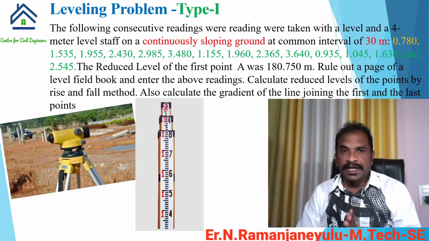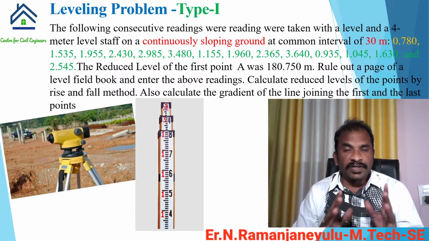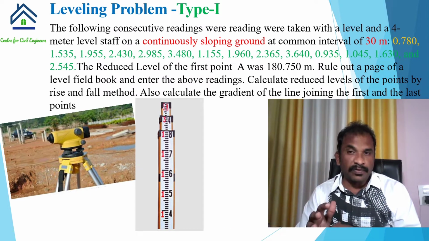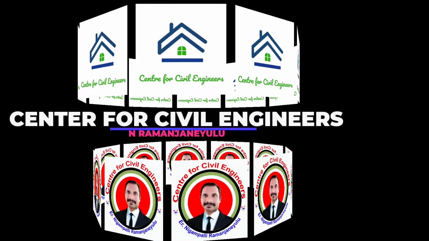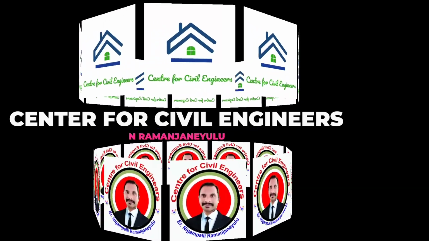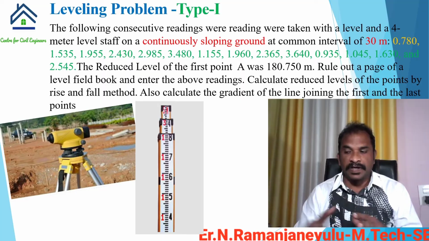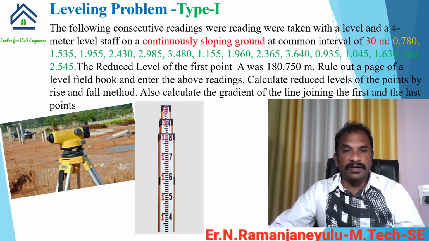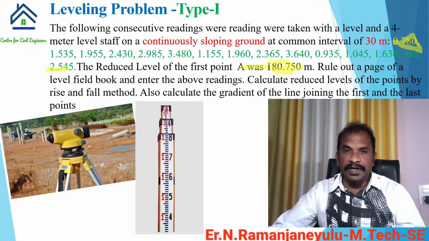In this video, I am going to explain a leveling problem. In this problem, all the values are taken on a continuously sloping ground at an interval of 30 meter. Here you can see the list of the values which were taken on the continuously sloping ground. From the first value 0.780, the last value is 2.545. And the reduced level of the first point A was 180.750 meter.